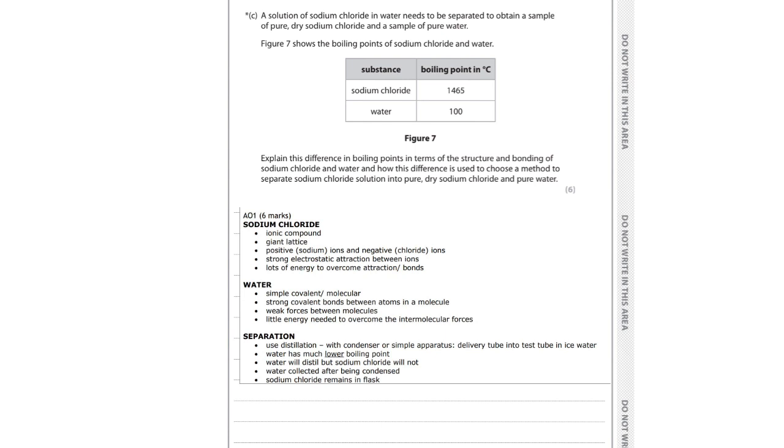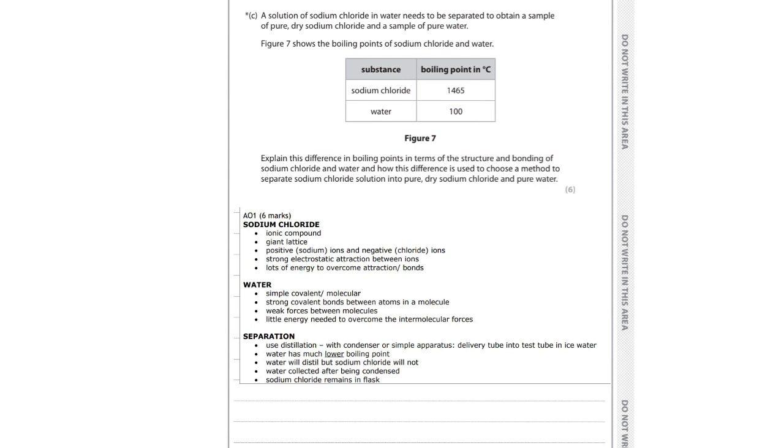Water, on the other hand, is a simple covalent molecule. It forms strong covalent bonds between the atoms, holding the oxygen and the hydrogen together. It forms weak forces of attraction between the molecules of water, which need little heat energy to overcome, and therefore water has a low boiling point. And 100 degrees C, in this case, is a low temperature. Now, water boils a lot easier than sodium chloride boils. Therefore, you can use fractional distillation.